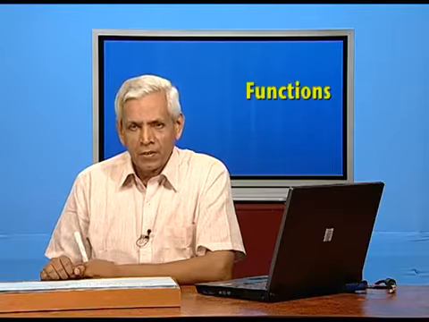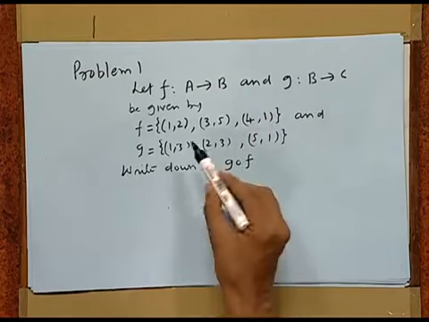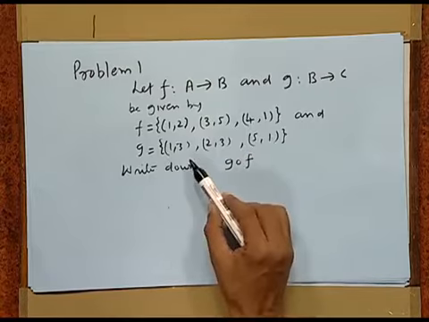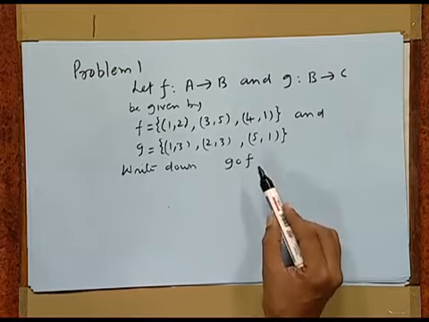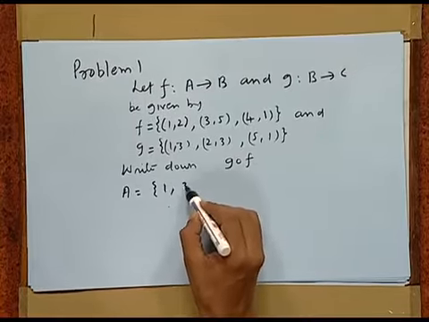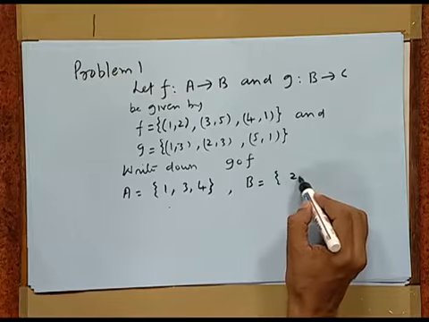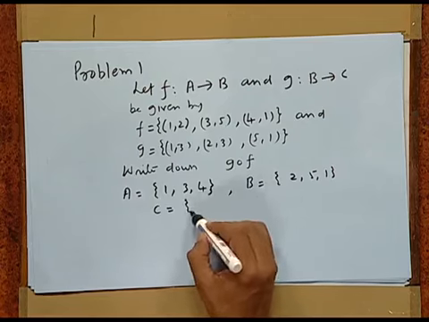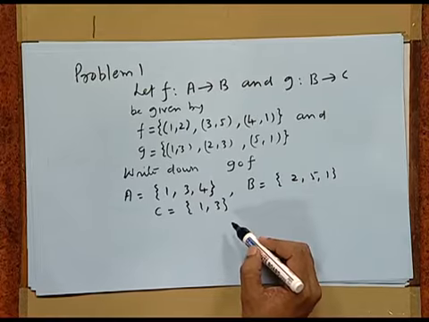Now we take another problem. Let f be from A to B and G be from B to C, given by f equal to {(1, 2), (3, 5), (4, 1)} and G equal to {(1, 3), (2, 3), (5, 1)}. We have to write down GOF. Now here clearly A is equal to {1, 3, 4} and B is equal to {2, 5, 1}, and of course C is equal to just {1, 3}. We have to find GOF.